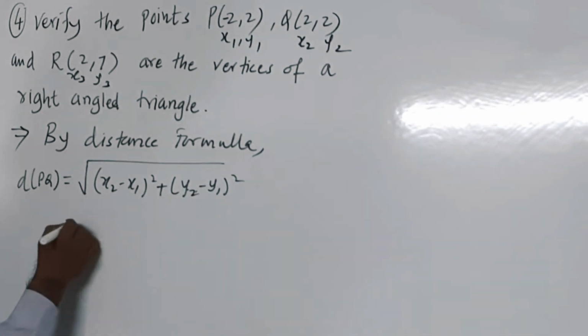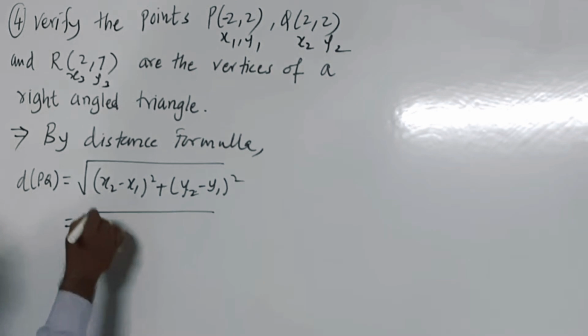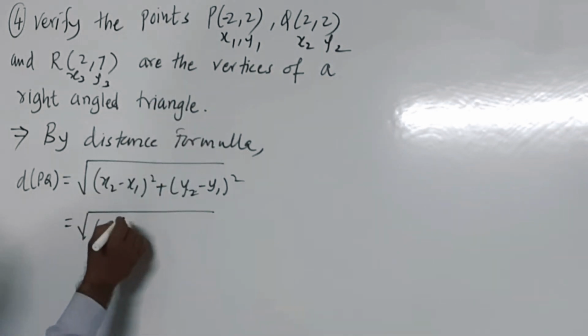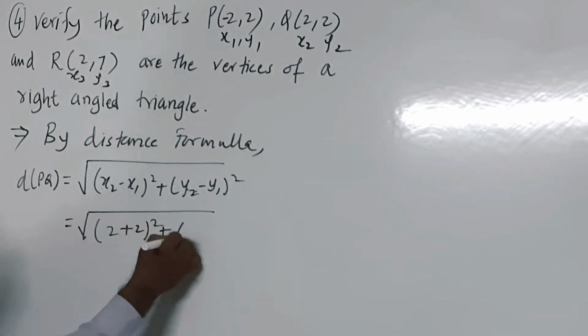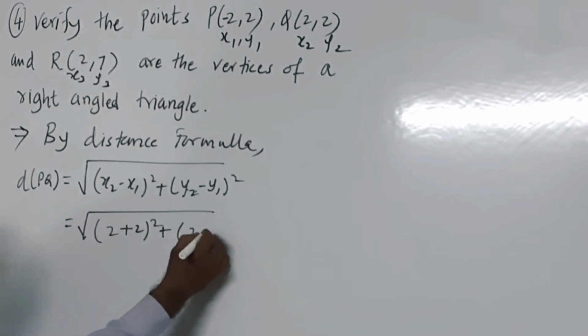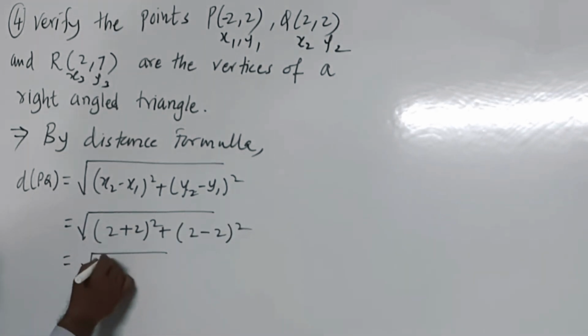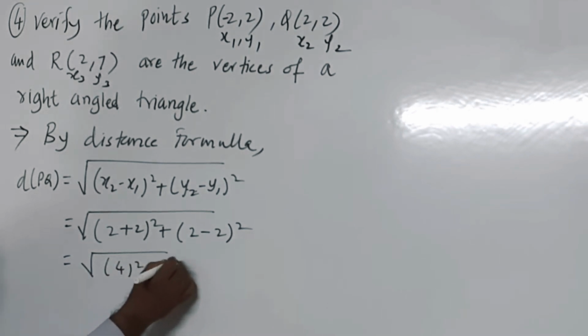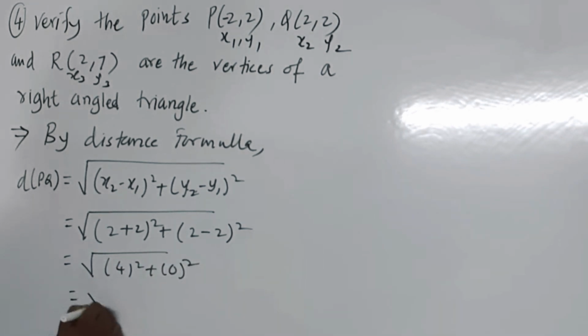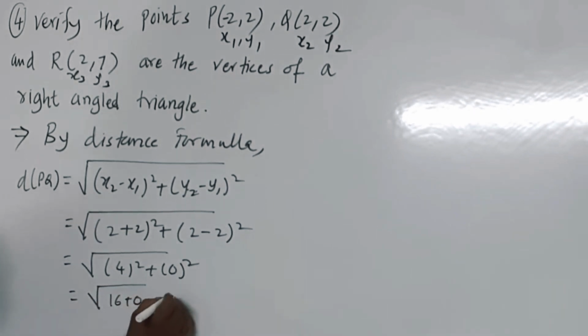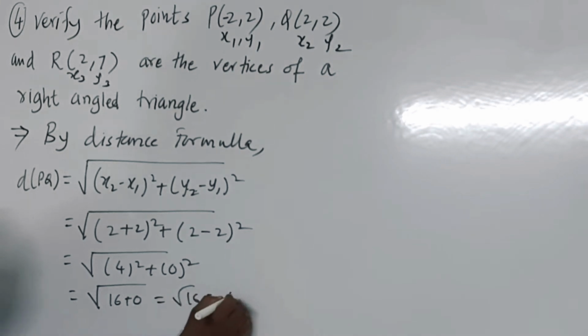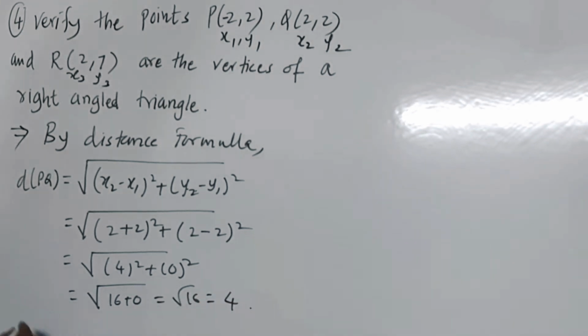So distance PQ is equal to square root of (2 minus minus 2, that is 2 plus 2) square plus (2 minus 2) square, which is equal to 4 square plus 0 square, that is 16 plus 0, which is root 16, which is equal to 4. So distance PQ is equal to 4.